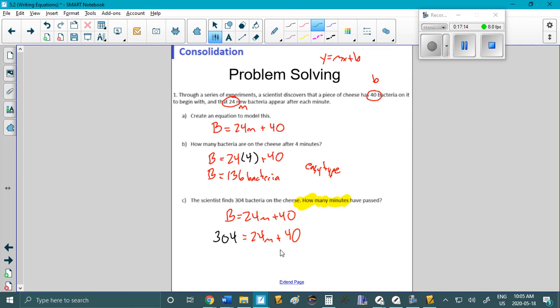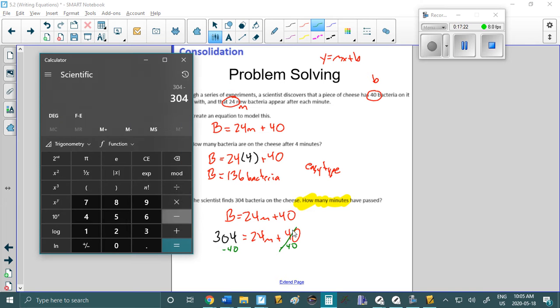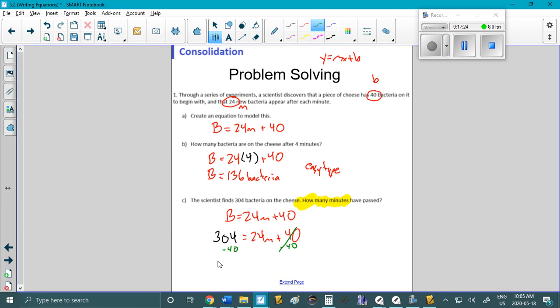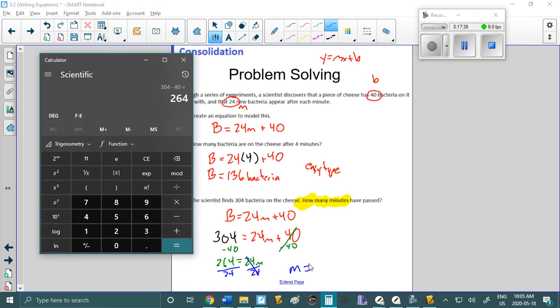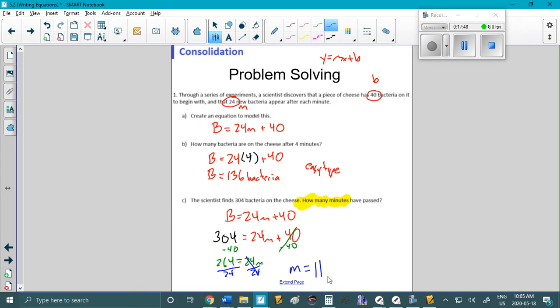You're going to find these are really repetitive. We got to subtract that 40 to get the m by itself. So 304 minus 40 is 264, is 24m. And finally, we divide by 24 to get m totally by itself. So 264 divided by 24 is 11. 11 minutes.